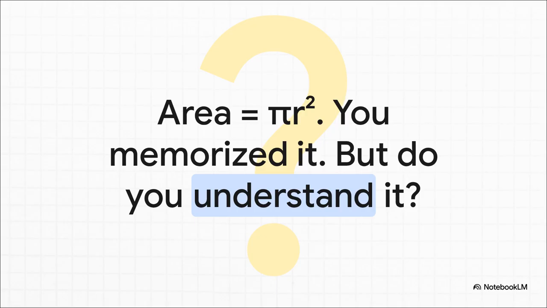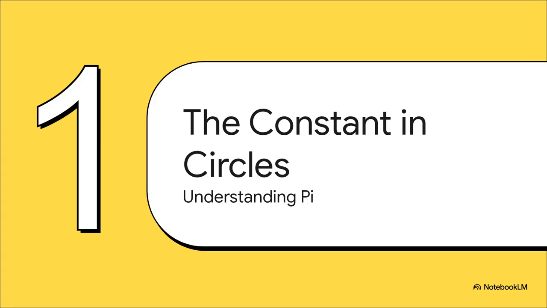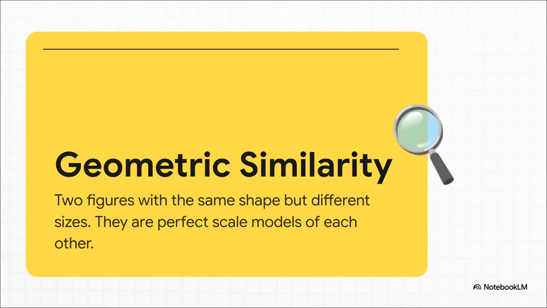We're not just going to state the rule. Today, we're going to build it from the ground up. So, to solve this puzzle, we first have to understand the main character in our story, that mysterious and amazing number, pi. It all starts with a really cool concept called geometric similarity. It sounds kind of technical, but all it means is that two shapes are perfect scale models of each other. Same exact shape, just a different size.